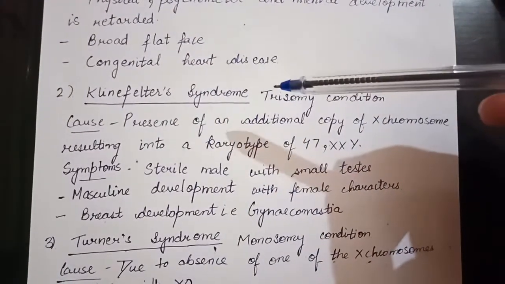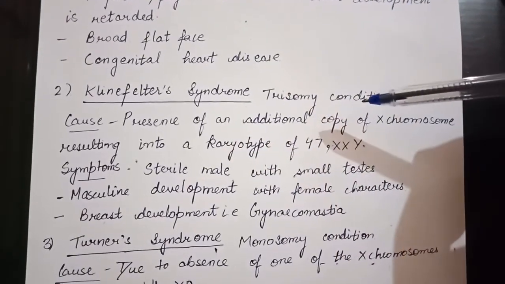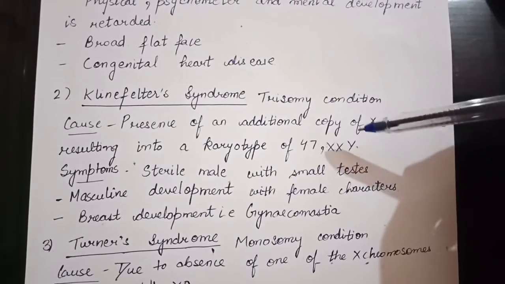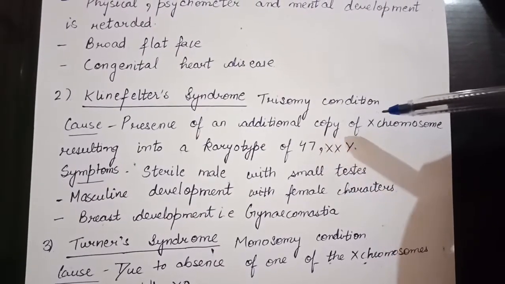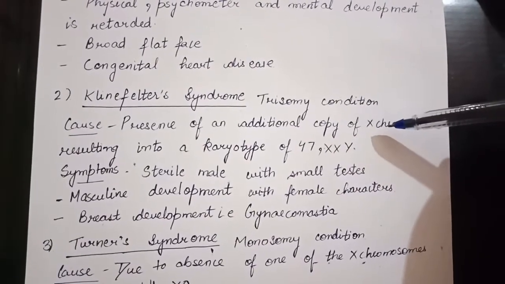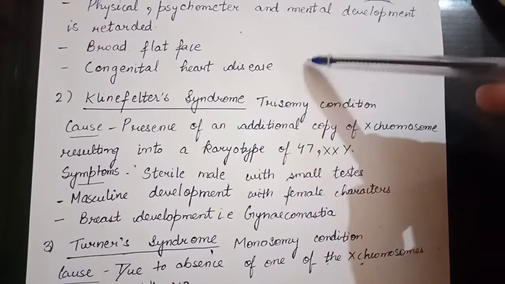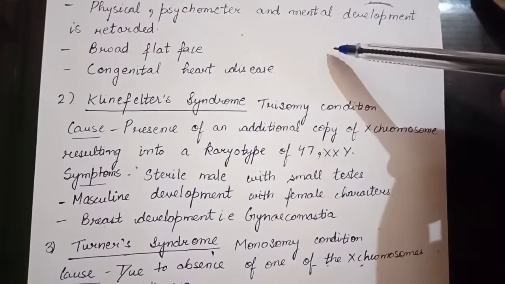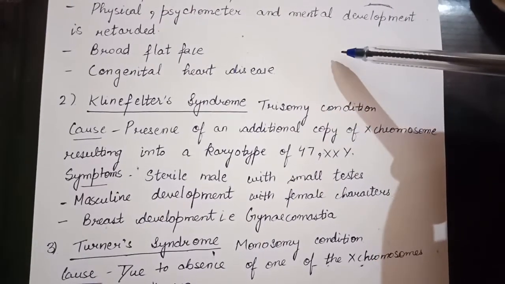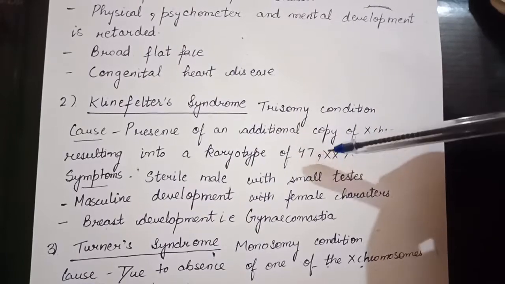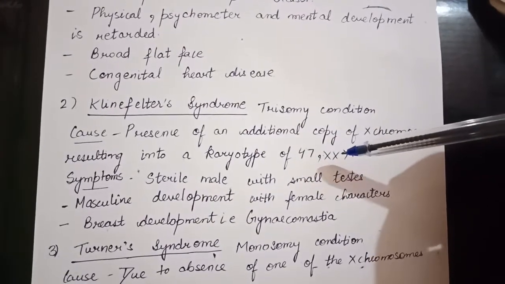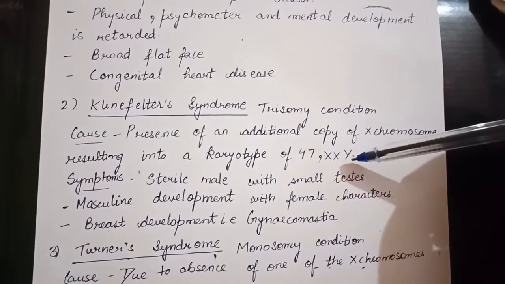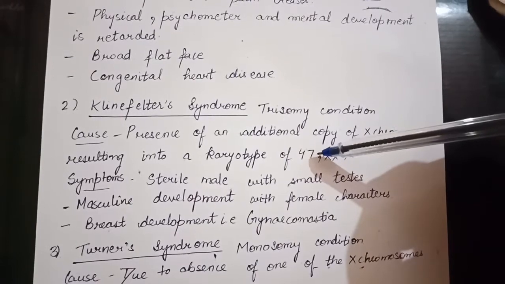The next chromosomal disorder is Klinefelter syndrome. It is also a trisomy condition, and in this case the XXY condition is present. It means the presence of an additional copy of the X chromosome. But what is the difference between the two, Down syndrome and Klinefelter syndrome? In that case, the extra copy of the chromosome is present with the autosomal chromosomes. But here the extra copy is present with the sex chromosomes, that is the 23rd pair of chromosomes. So the total number will become 47.